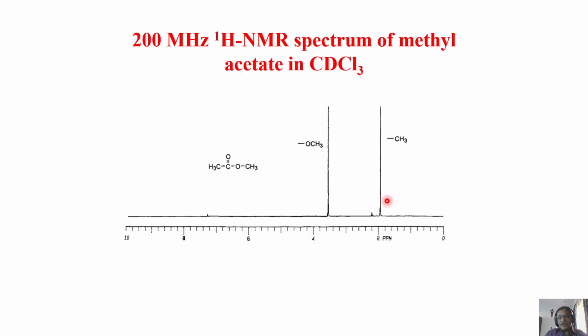Both peaks are present here. There are two peaks. Why? Look at this molecule. There are two different types of CH3 groups. Both are CH3, mind you. This is also CH3. This is also CH3. But this is attached to the C double bond O, OCH3. This is only OCH3, methoxy.